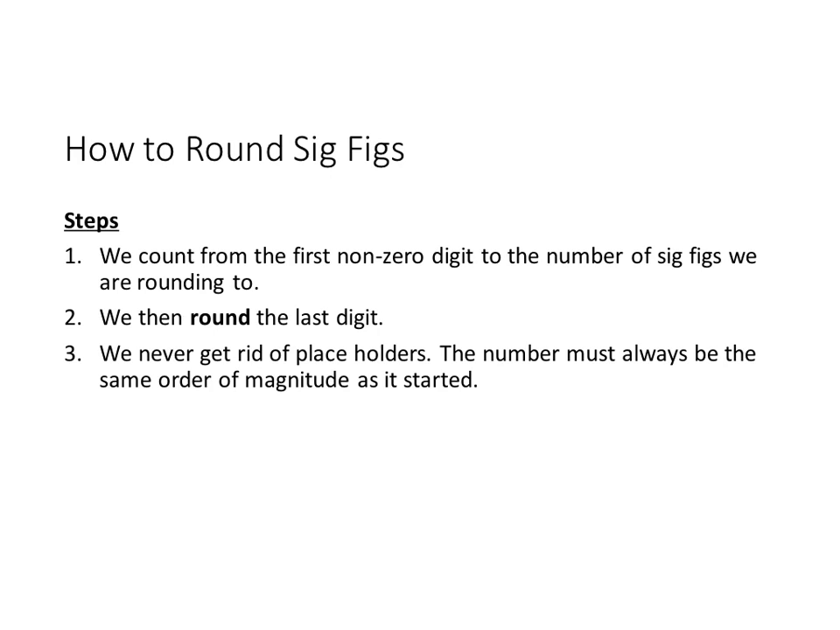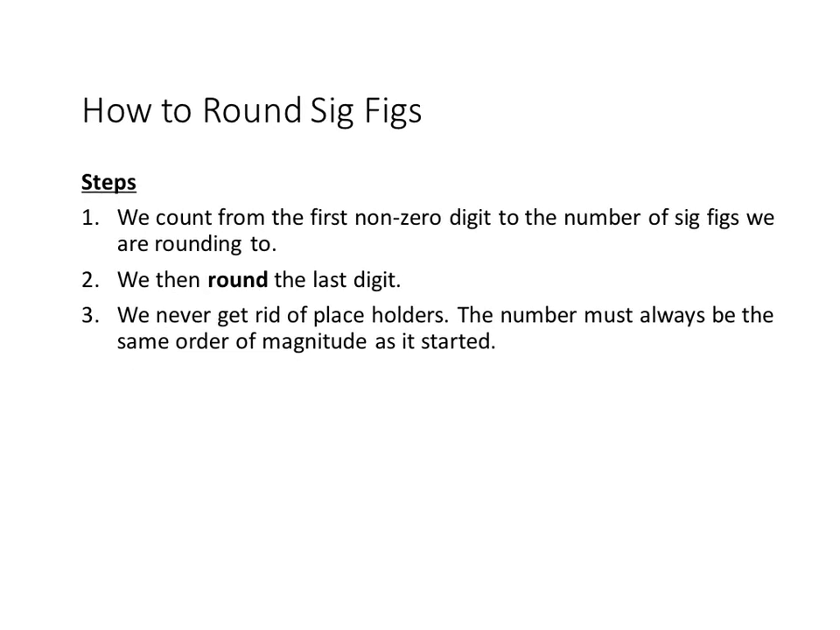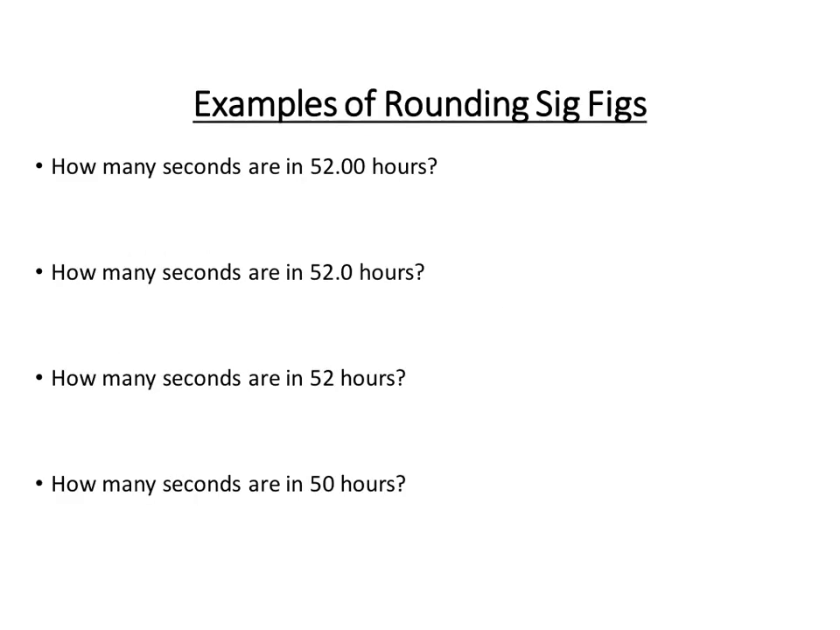Okay, so for example, if I had the number 1.234 and I needed 2 sig figs from that, then I'm going to start on this side over here. There's 1 sig fig, there's 2 sig figs. Now look at the number behind your last sig fig, that 3. Does that 3 make my 2 round up or stay the same? Hopefully you said stay the same. So that is 1.2. Okay, let's look at some other examples on the next page.